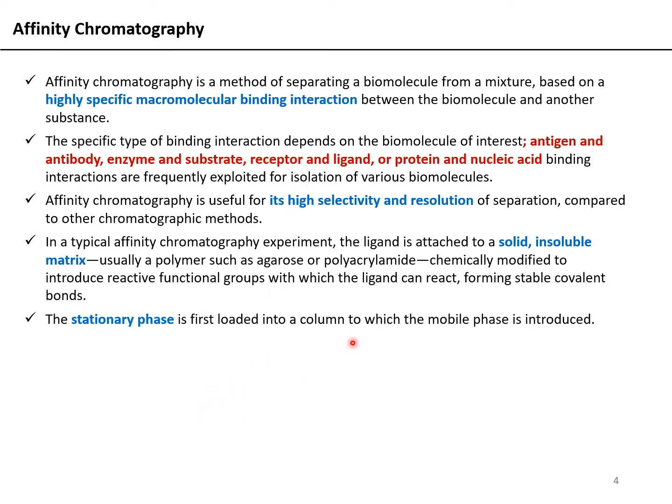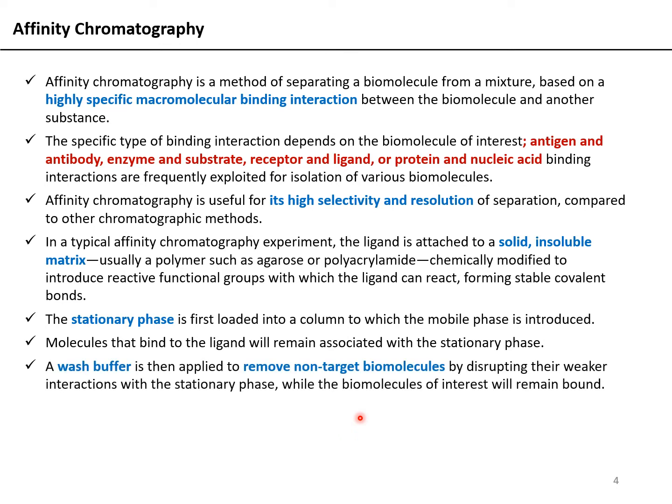So the stationary phase, that is your beads covalently conjugated to these antibodies or ligands, are loaded onto a column to which the mobile phase is then introduced. So first you take this column, you add your stationary phase, that is the beads, to it, and then you load your mobile phase onto it. The molecules that bind to the ligand will remain associated with the stationary phase, and the rest of the solution will simply flow through. A wash buffer is then typically applied to remove non-target biomolecules by disrupting their weaker interactions with the stationary phase, while the biomolecules of interest will remain bound.